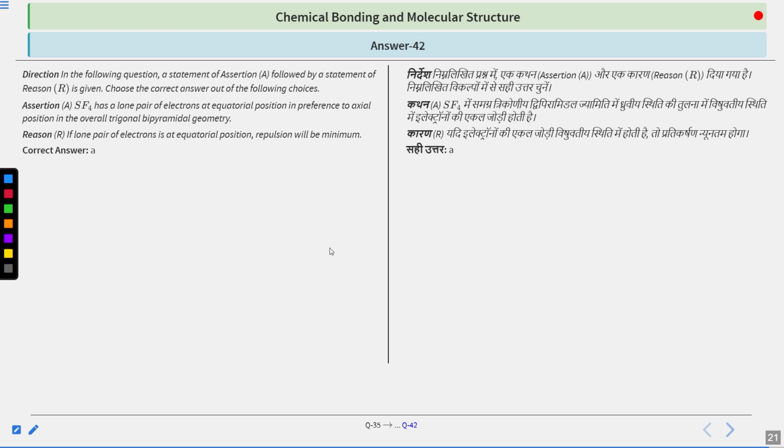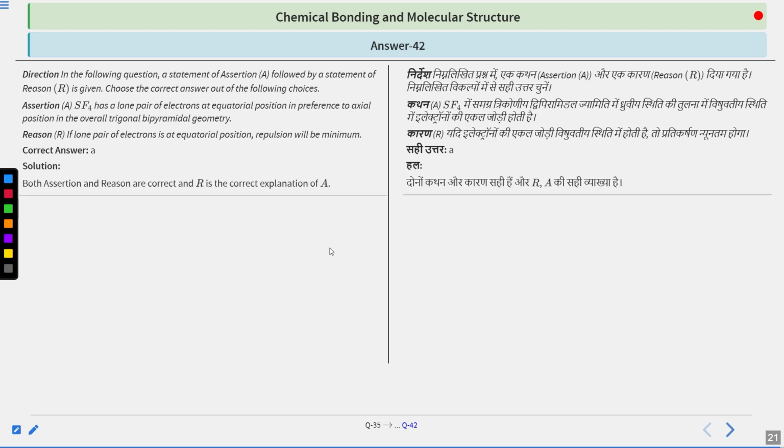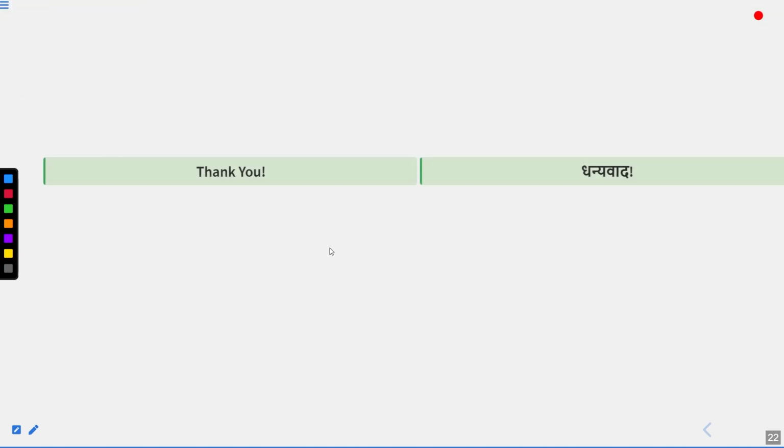That means both the reason and assertion are correct. It is also given here. So it is very obvious that if the lone pair is at the axial position, the bond angle will be very small as there are more crowded species. But in the case of the equatorial position, it is not the case. Okay, so this was all for today's session. Thank you.